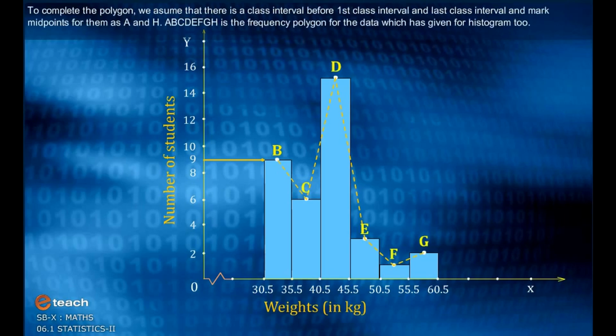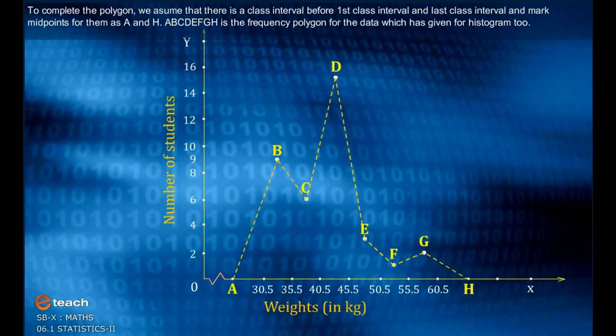To complete the polygon, we assume that there is a class interval before the first class interval and after the last class interval, and mark midpoints for them as A and H. A, B, C, D, E, F, G, H is the frequency polygon for the data given for the histogram.